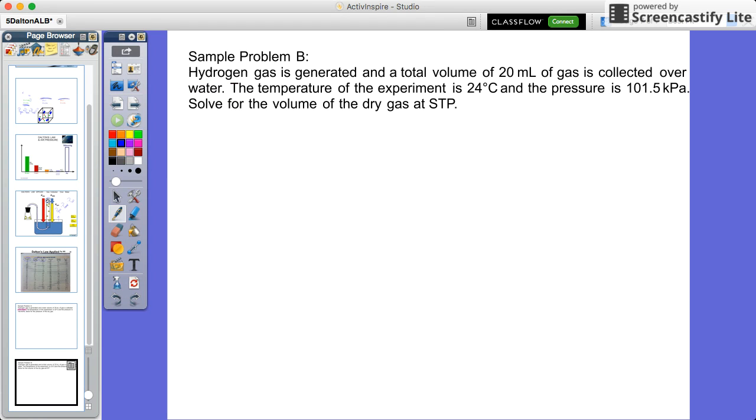This is the last problem that I have here. Hydrogen gas is generated and a total volume of 20 mL is collected over water. Again, if you have a highlighter, it's worth it to bring it to the test so that you highlight that. Everybody forgets that. The temperature of the experiment is 24 and the pressure is 101.5 kilopascals. Solve for the volume of the dry gas at STP.